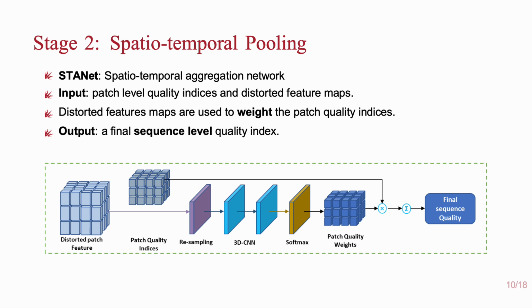In Stage 2, we designed a spatio-temporal aggregation network, STA-NET, which accepted both patch-level score tensors and the distorted feature maps extracted from Stage 1 to obtain the final sequence-level quality score. Distorted feature maps are used to weight the patch-level quality indices.